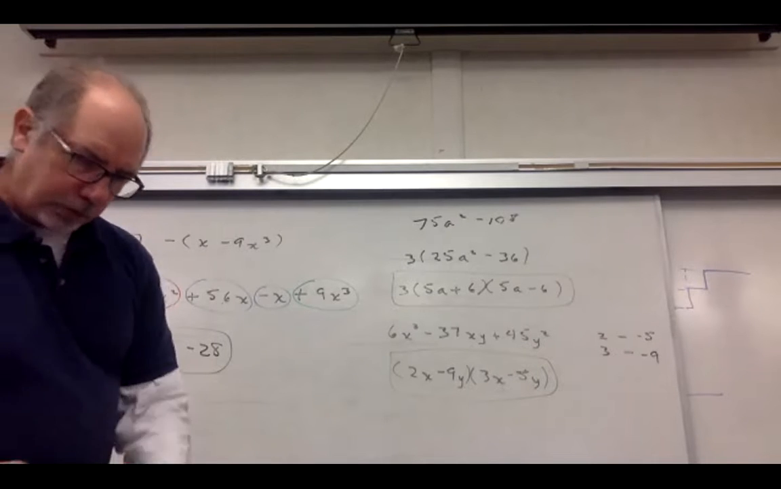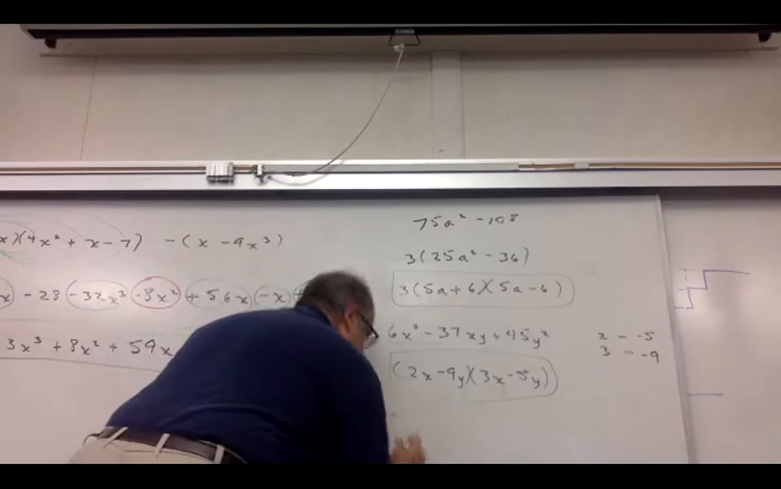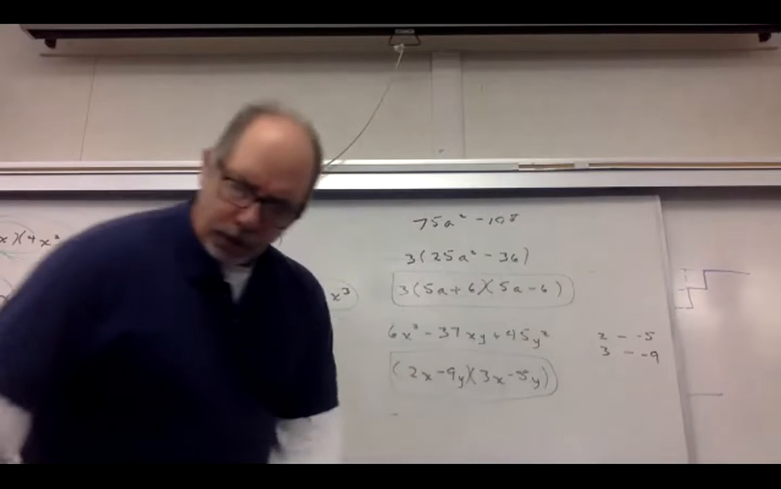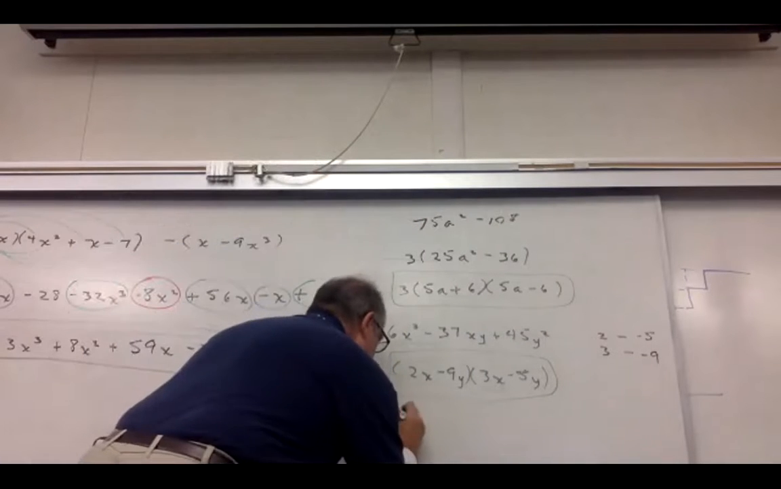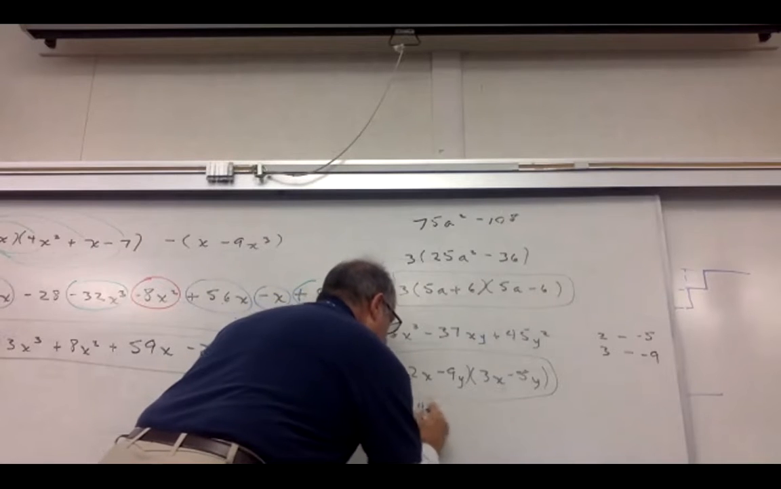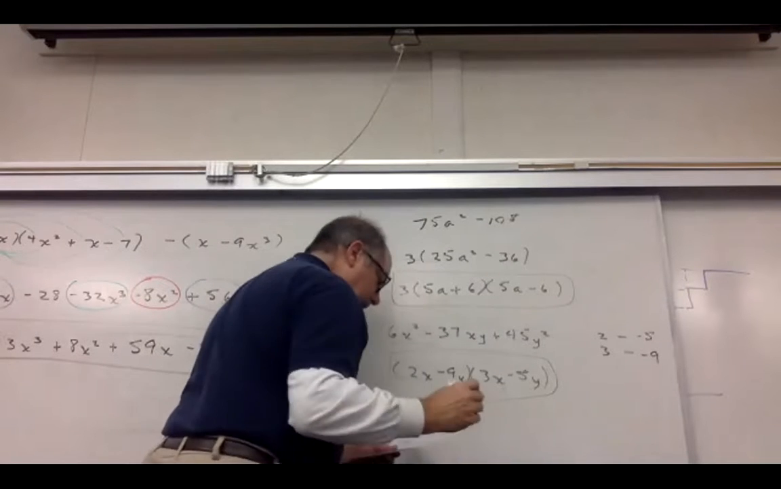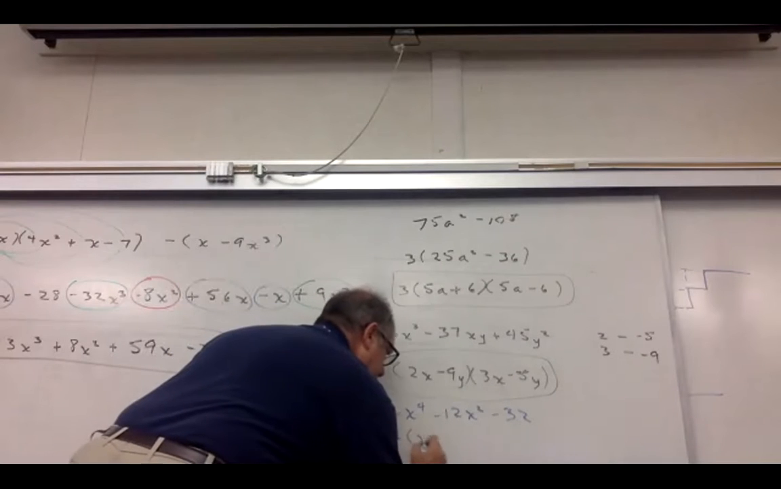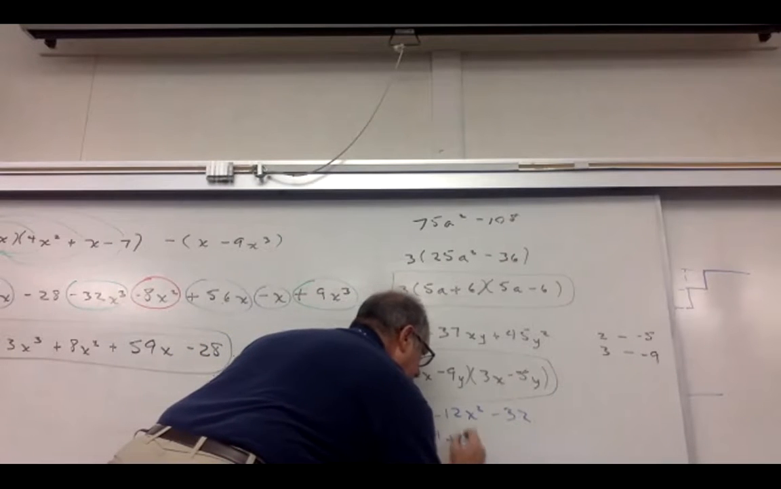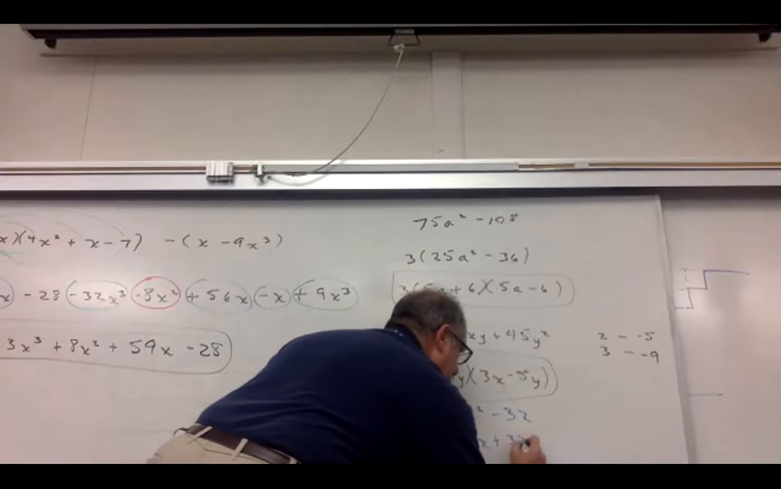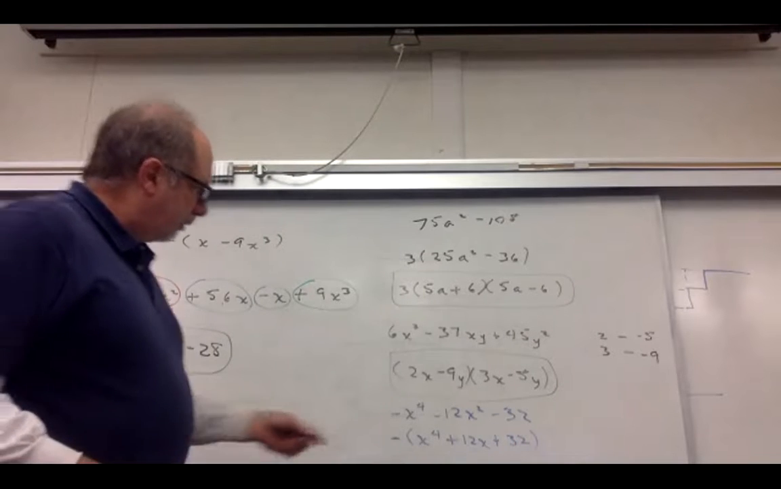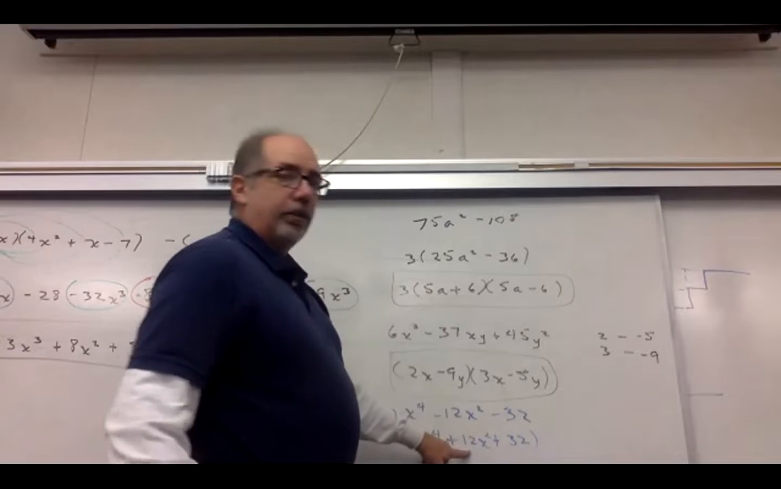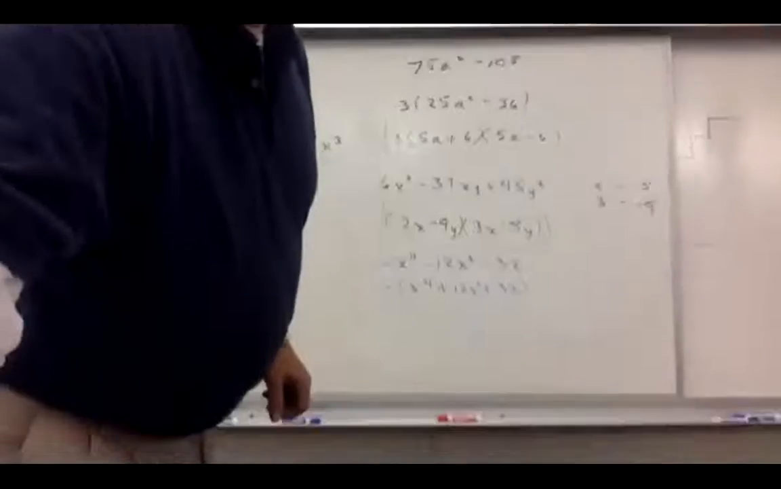Okay, see if I can squeeze this next one in here. Negative x to the 4th minus 12x squared minus 32. First thing I'm going to do is pull a negative out of there. So I get x to the 4th plus 12x squared plus 32. Oops, that's squared. And then factors of 32 that add to 12 are 8 and 4.